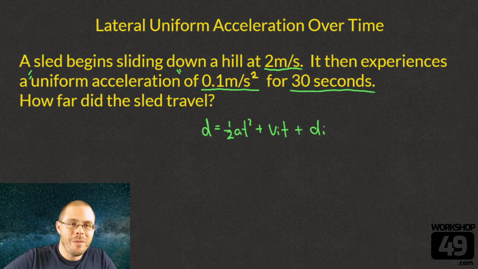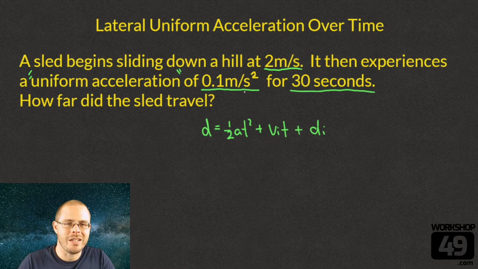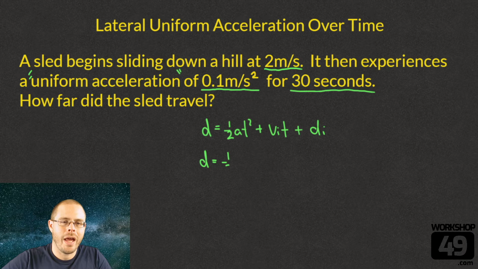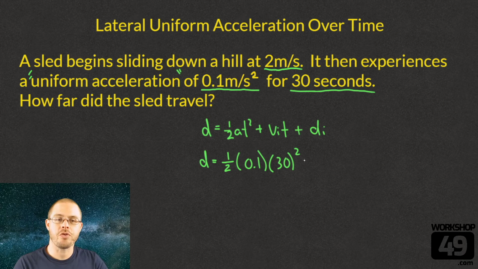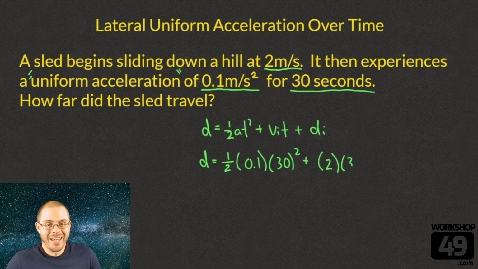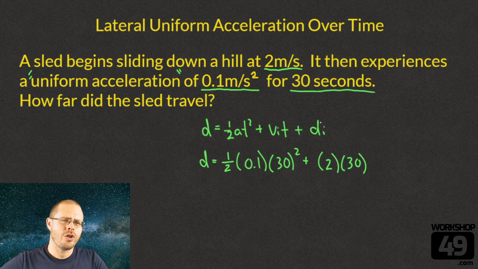And when we fill this in, because we actually have all of the values that we need, we don't have to find an average velocity. We can just fill it right into this equation. So we can say d equals 1 half, our acceleration is 0.1 meters per second squared. That goes in. Make sure that our time, 30, is squared, plus our initial velocity, that's 2, multiplied by the time again, that's the 30, and that initial position, we can actually fill that in as 0.